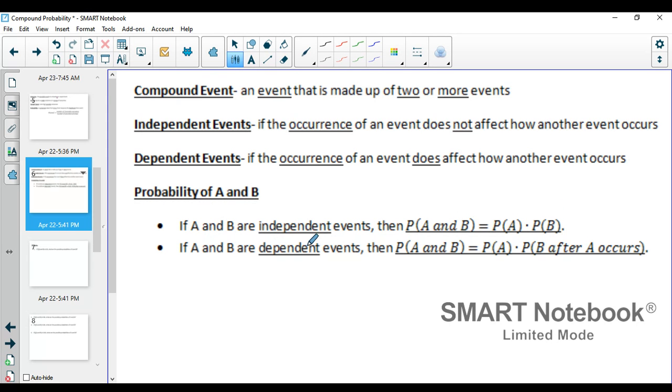If A and B are dependent events, then the probability of A and B happening is the probability of A times the probability of B after A occurs. And if it's a theoretical situation, you always assume that A happened. So if you're drawing a card and you don't actually draw a card, you assume that the first thing happened, and then change according to that.